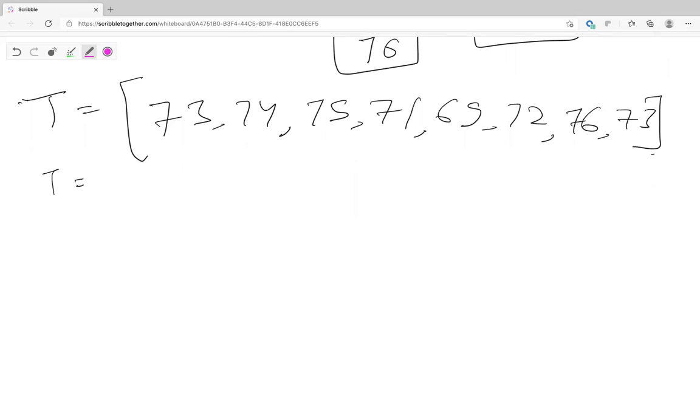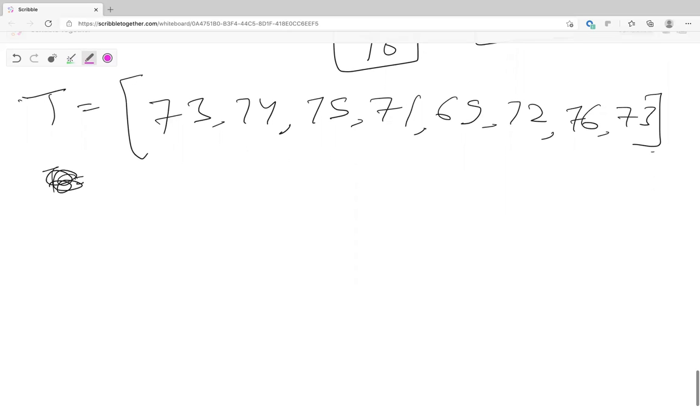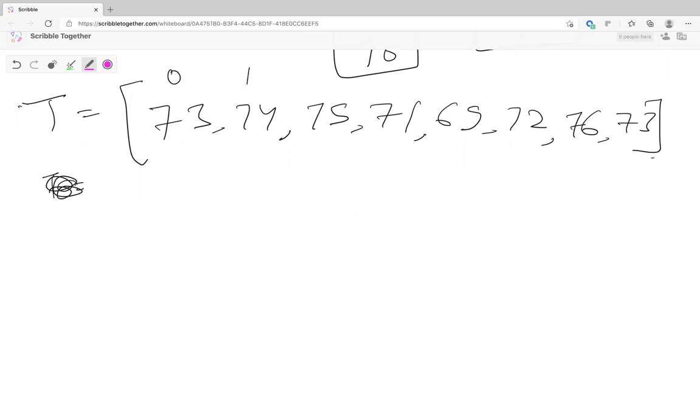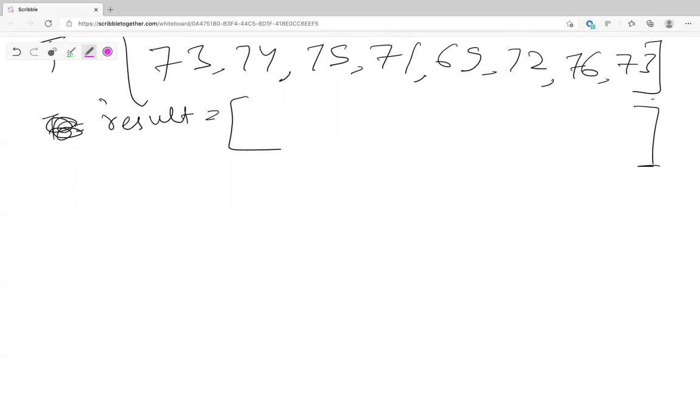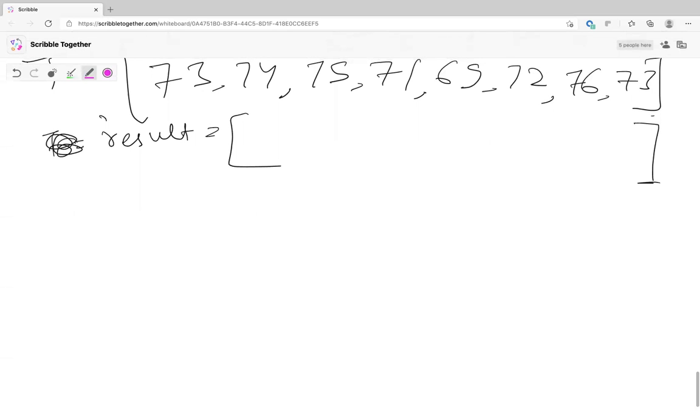What do you return? Let's say we'll find out the answer and then we'll match it with your answer. This is 0, 1, 2, 3, 4, 5, 6, 7, and you need to create a result. So this is your result. By default, initially it will be 0 only, right? The end one.